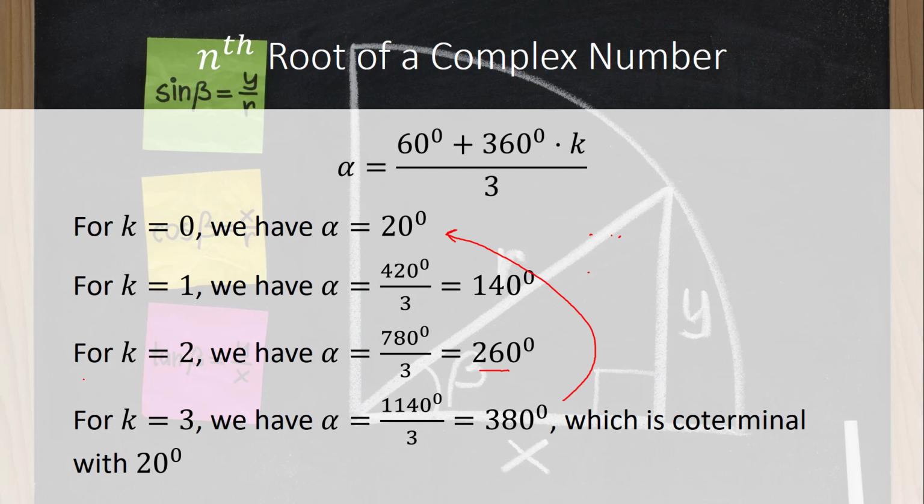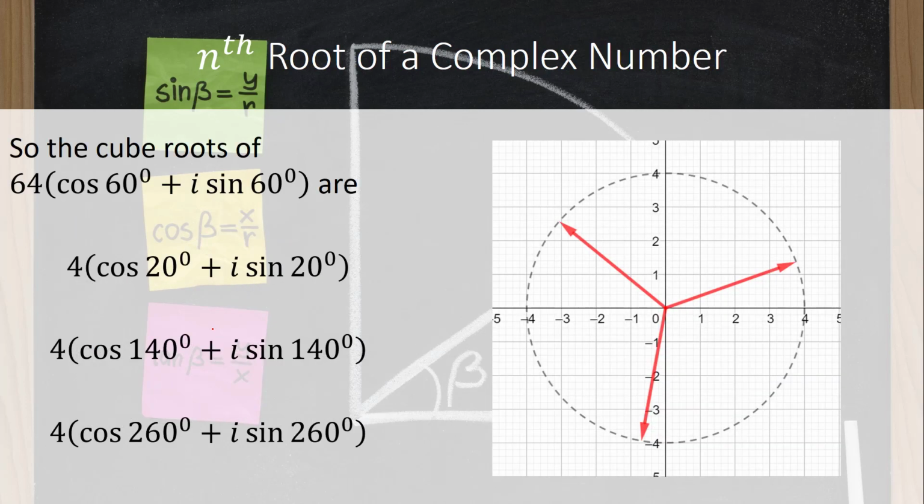So once we get to k is equal to 2, or k is equal to 3 minus 1, we found all the angles that we need to find. Okay, and if that's the case, then the cube roots of 64 times the quantity cosine 60 plus i times sine 60 are the complex number 4 with an angle of 20, the complex number 4 with the angle of 140, and the complex number 4 with the angle of 260, and you can see these complex numbers right here.